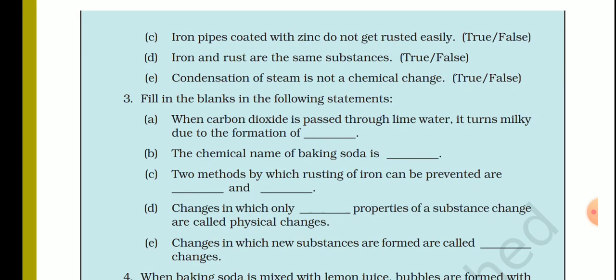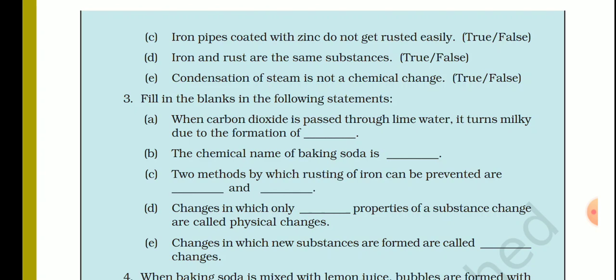Third question, fill in the blanks in the following statements. A, when carbon dioxide is passed through lime water, it turns milky due to the formation of dash. The answer is calcium carbonate. Second, the chemical name of baking soda is dash. When we were discussing the reaction of vinegar with baking soda, I told you the chemical name of baking soda. So the answer is sodium hydrogen carbonate. Third part, two methods by which rusting of iron can be prevented are dash and dash. So any two methods, maybe painting and galvanization.